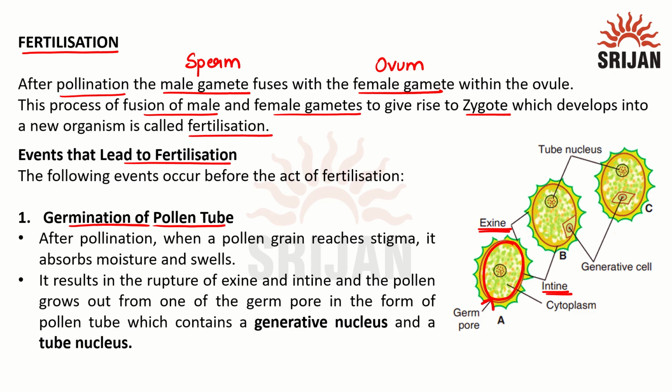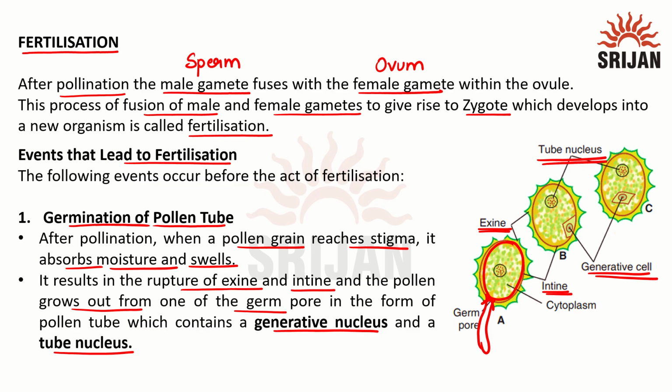After pollination, when the pollen grain reaches the stigma, it absorbs moisture and swells, which results in rupturing of the exine and intine, and the pollen grows out from one germ pore. Here we can see that from the germ pore it will start to make a tube, and this pollen tube will contain two nuclei. One is the generative nucleus and the other is the tube nucleus. If we observe, the tube nucleus is larger compared to the generative cell.